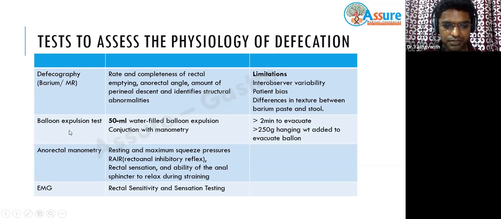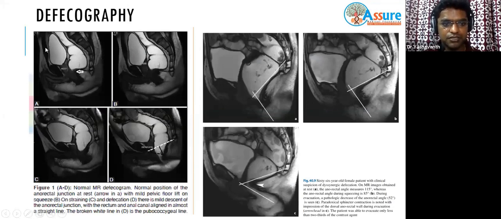Then the balloon expulsion test, I'll just tell you. So this is the MR defecography. Normally the contrast or stool will be in the rectum, and this is the anal canal. So this angle will be 90 degrees. Whenever strain is applied, this will become straighter. If you can make out, this is the angle now, somewhere around 130 degrees. Then the stool or the contrast will come out. This is the act of defecation.